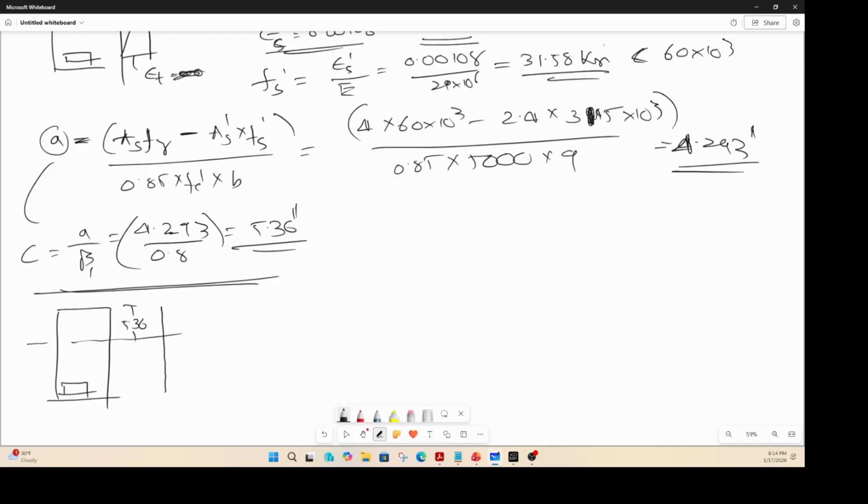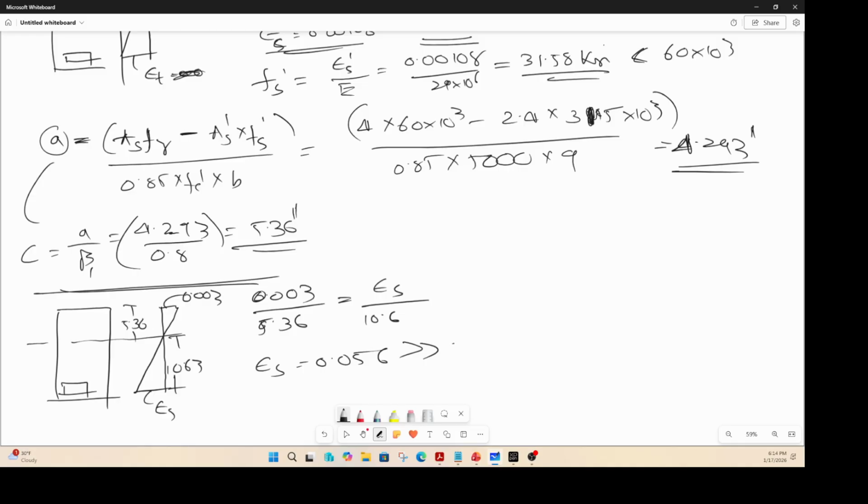So your strain diagram, cut at neutral axis, 0.003. What is this one here? Epsilon s. So 0.003 divided by 5.36 equals, what is this value? 10.63. How do you get it? d minus that. So epsilon s, strain in tension steel, by 10.6. You calculate your epsilon s as 0.056. This is well over 0.004. That means it is legal.